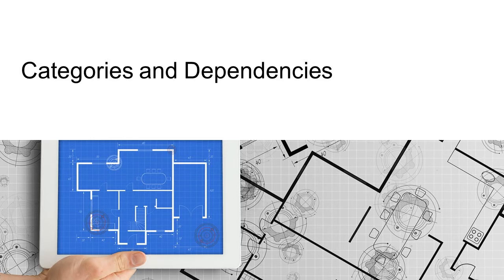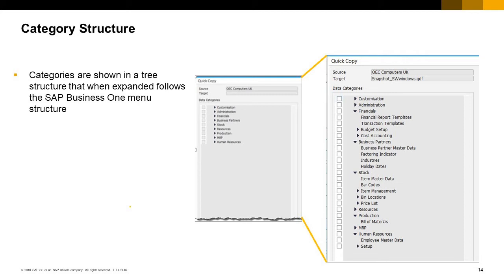Now let's look at categories and dependencies. You select data from a category tree structure that when expanded follows the SAP Business One menu structure. Note that the structure does not change from company to company. The categories cover customizations, including queries and reports, administration and configuration settings, financial settings, business partner master data, inventory, including item master data and price lists, resource and production master data, and human resource master data.